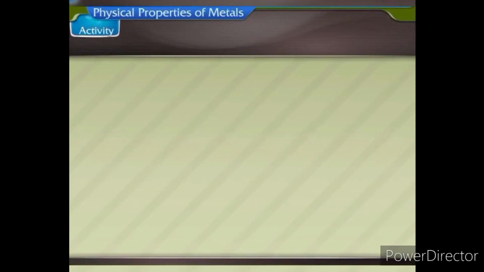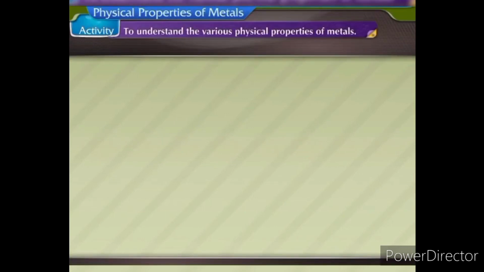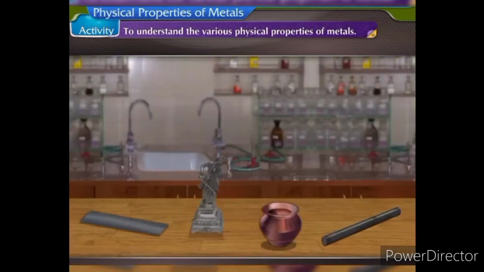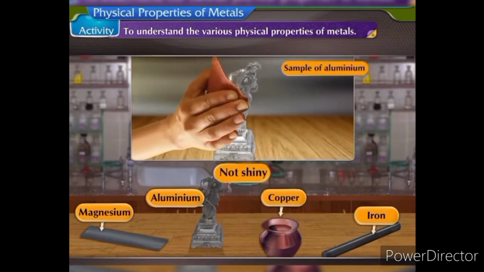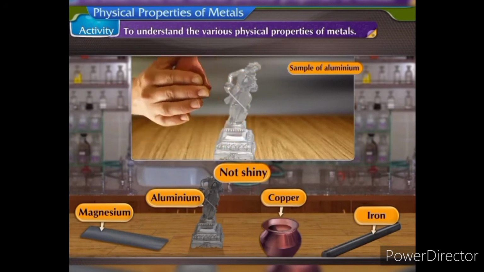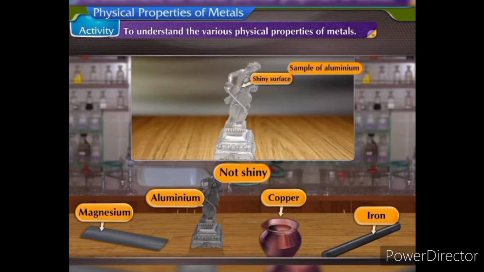Let us perform some activities to understand the various physical properties of metals. Take samples of metals like iron, copper, aluminium and magnesium. Note the appearances of these samples. All of them do not look very shiny. Now, clean the sample with sandpaper and note their appearance again. All of them now have a shiny surface. This property of metals is called metallic luster.